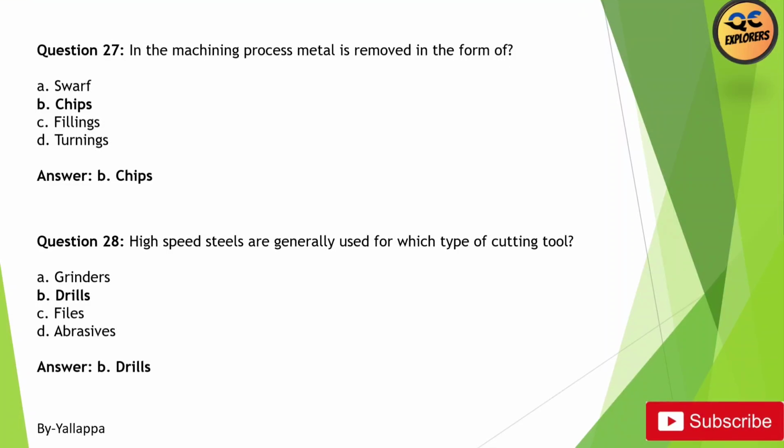Question 27 asks, in the machining process, metal is removed in the form of. The correct answer is B. Chips. For question 28, high-speed steels are generally used for which type of cutting tool? The answer is B. Drills.